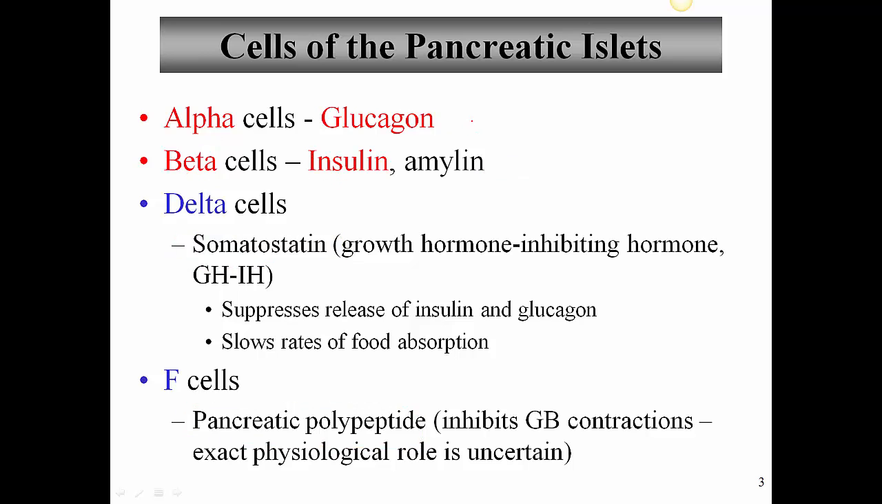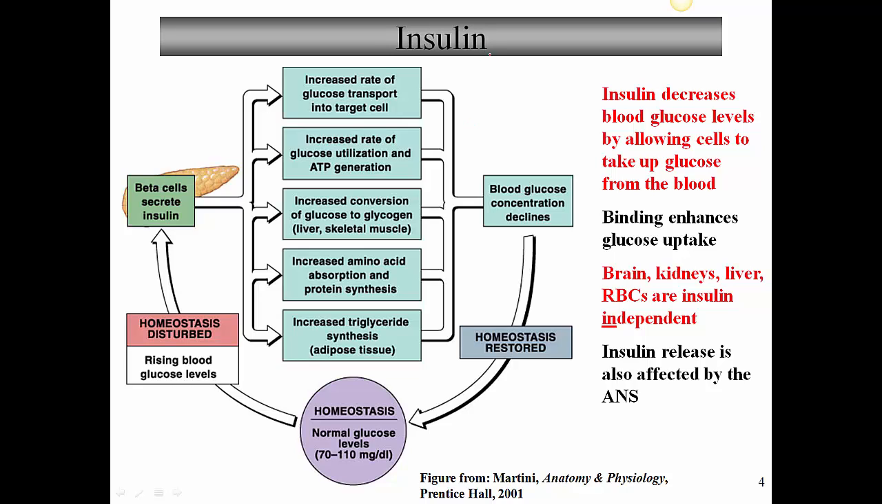Let's take a look at what each of these hormones does. Let's talk first about insulin. Insulin decreases blood glucose levels by allowing cells to take up glucose from the blood. The tissues that use insulin to take up glucose from the blood are known as insulin-dependent tissues. There are a few insulin-independent tissues that include the brain, kidneys, liver, and red blood cells. These are tissues that don't rely on the hormone insulin in order for glucose uptake to be accomplished. However, other tissues like skeletal muscle require the presence of insulin in order to take up the glucose from the blood. So let's take a look at how insulin functions in glucose homeostasis.